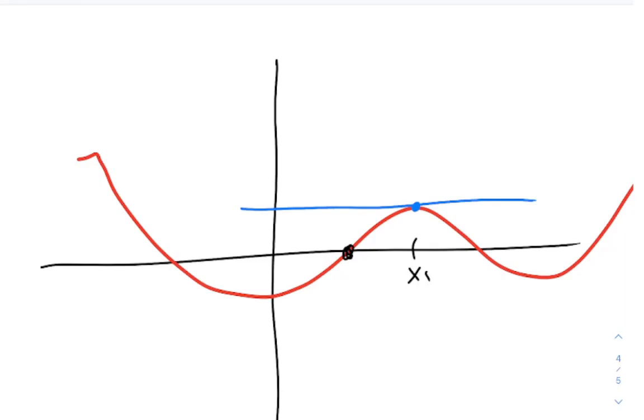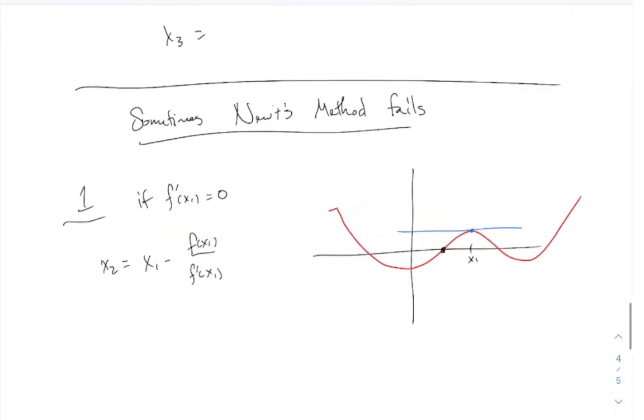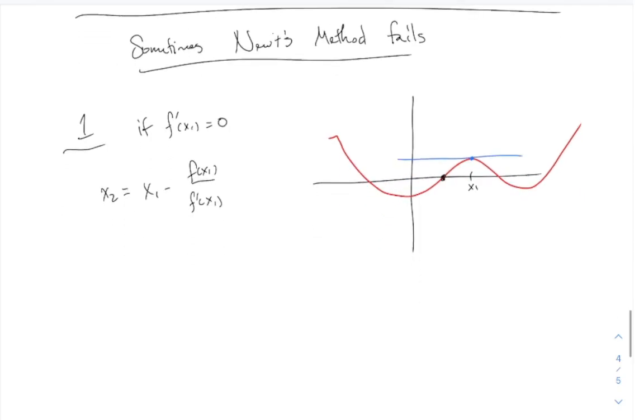Although in the real world, this is not such a big deal, because if you really needed to use Newton's method in a case like this, you would just change your guess by a little bit, and then the derivative wouldn't be 0 anymore at that point. Okay, so this is a problem. All right, so I will say if f prime of x1 equals 0, we can't continue.